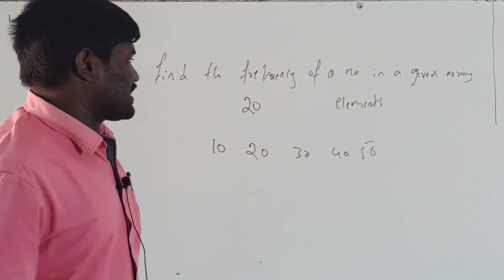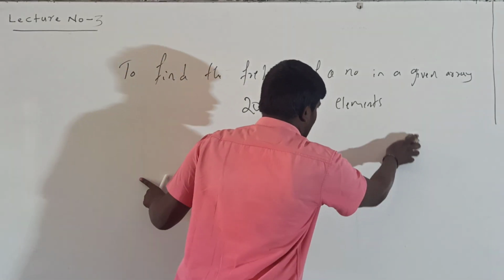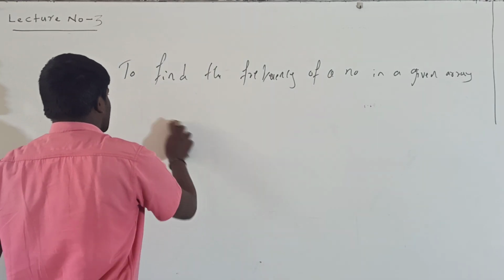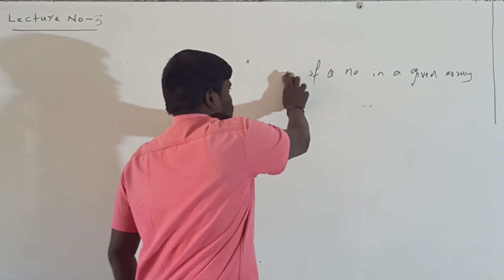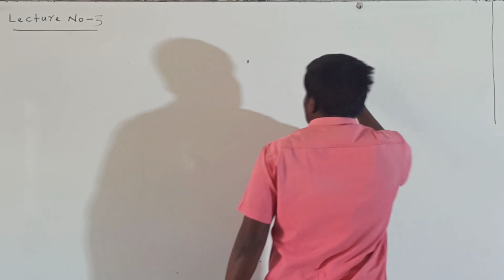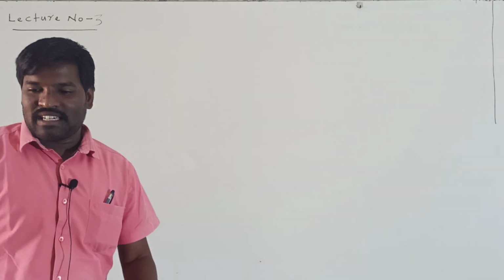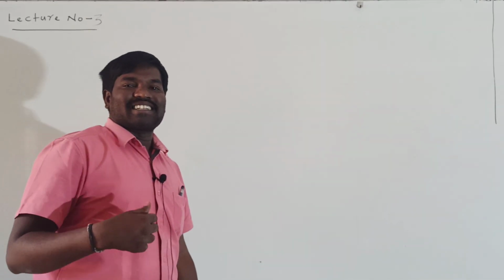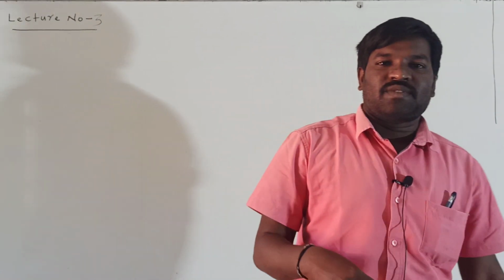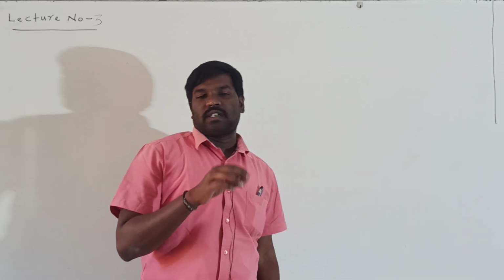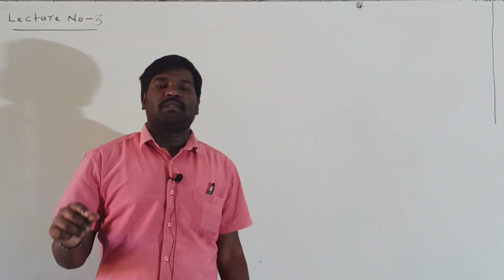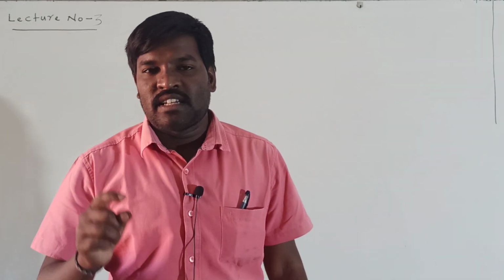Okay, so I already said that, in arrays, if you want to write the program, first it is compulsory to read the array elements. After reading the array elements, next we can write the logic. Whatever statement we have to write with respect to the array, we compulsorily use the for loop.